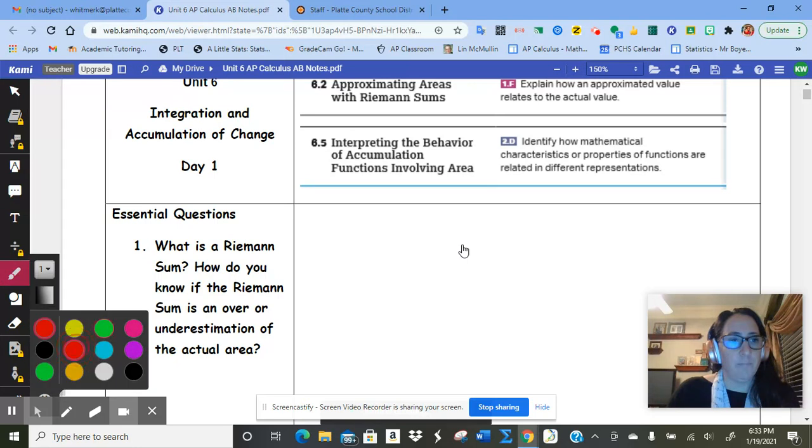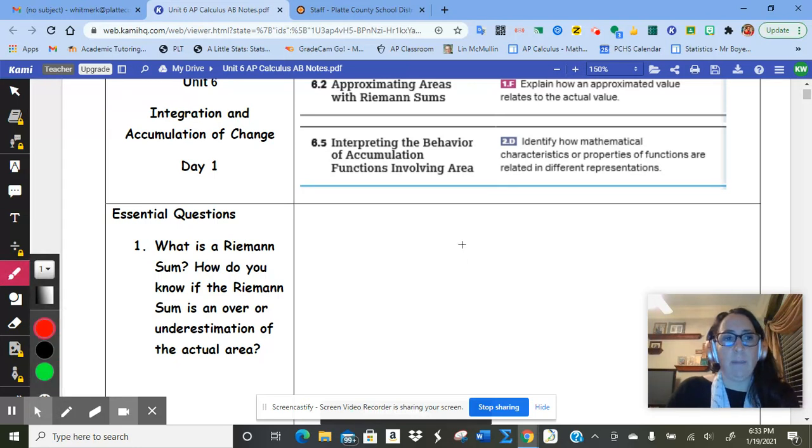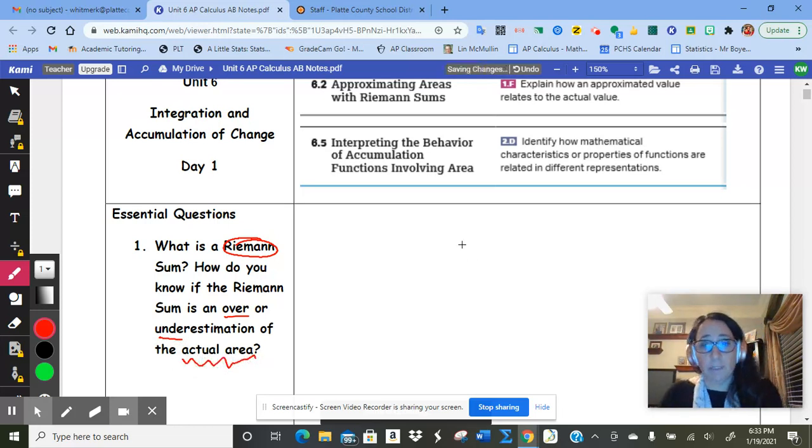All right, so we're going to talk about Riemann sums and how to know if a Riemann sum is an over or under estimation of what the actual area is. So that's always important, just like how we talked about tangent lines were over or under depending on the concavity. We're also going to have some different scenarios where Riemann sums can be over and under.